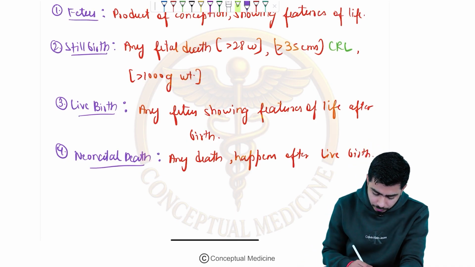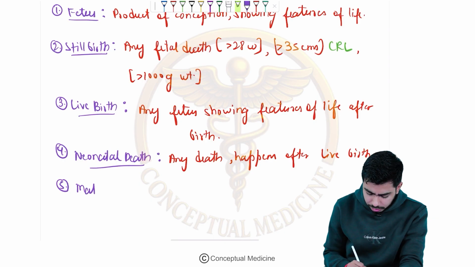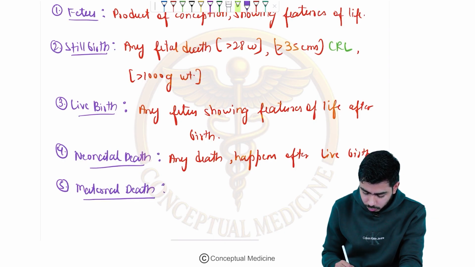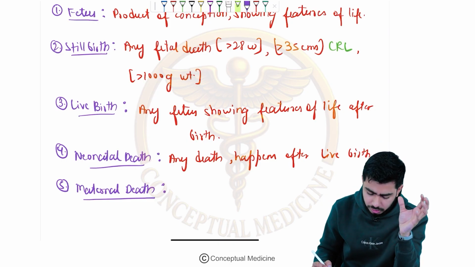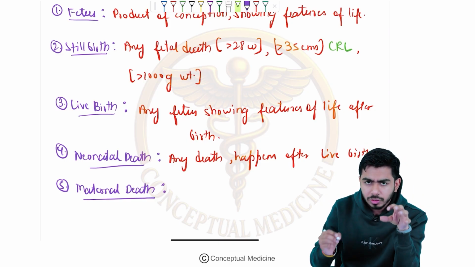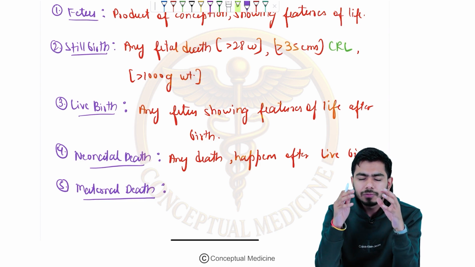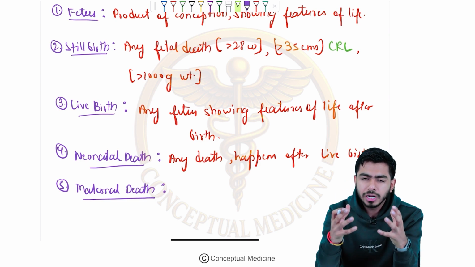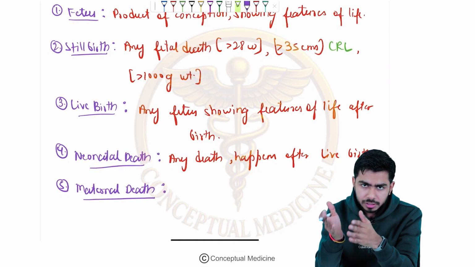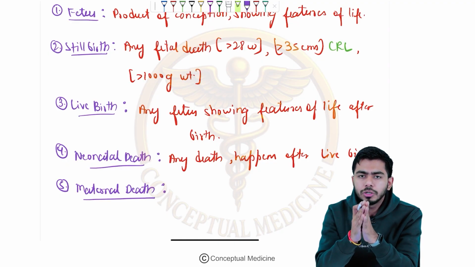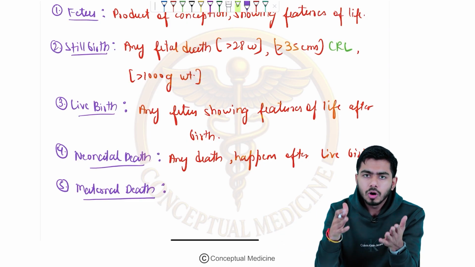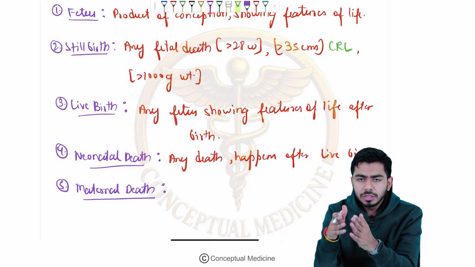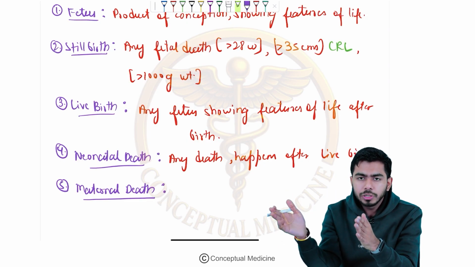Next we shall talk about what is the maternal death. Maternal death, we are talking about when there is a death of the mother. Now there are several causes of the maternal death, we will talk about those, but what is the maternal death in itself? Death of the female, or the death of the mother, during the pregnancy or due to the pregnancy related causes, or after the pregnancy till the 42 days of life.